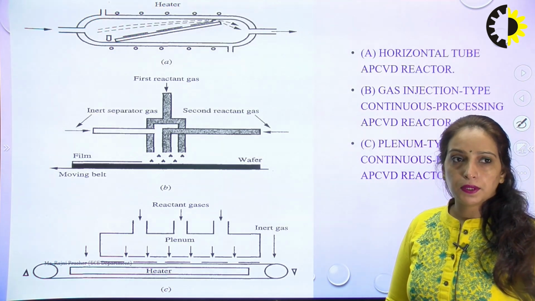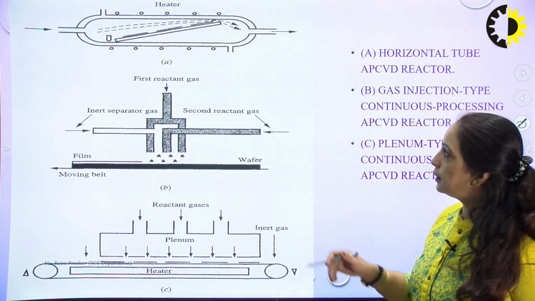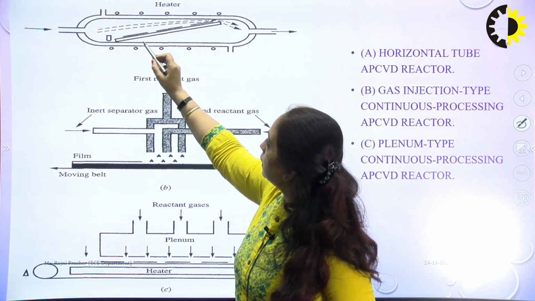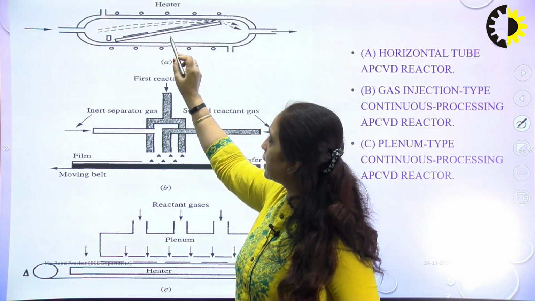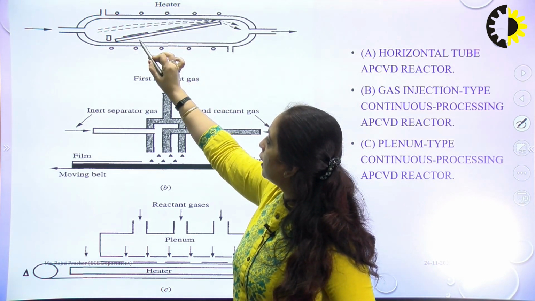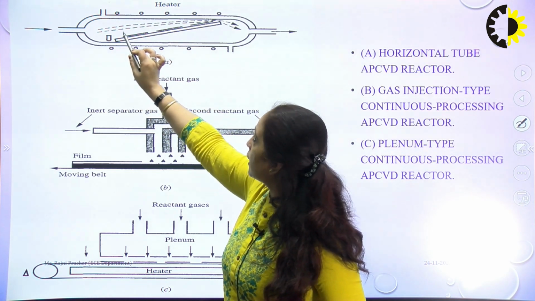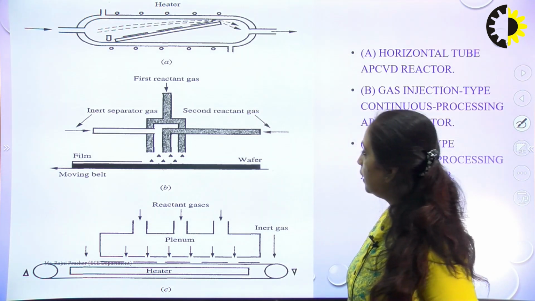So these are some diagrams of APCVD reactors. Here we can see the wafers are placed horizontally. It is not exactly horizontal, they are placed at some angle, and from here we have the gas flow. It will flow like this, and exhaust gases will be taken out from here.